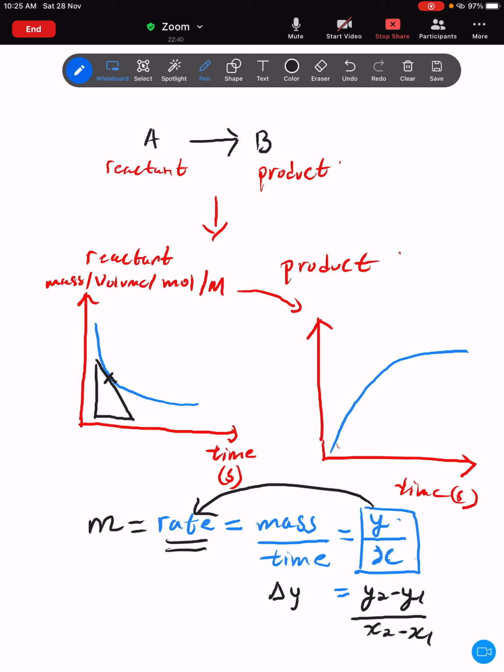Delta y over delta x. Therefore, referring to the graph again, you have a delta y over here and delta x over here. On the other hand, if let's say you are interested in this particular point, it's very easy. You might draw the tangent line like this and the triangle delta y and delta x. Then you can calculate the rate accordingly.